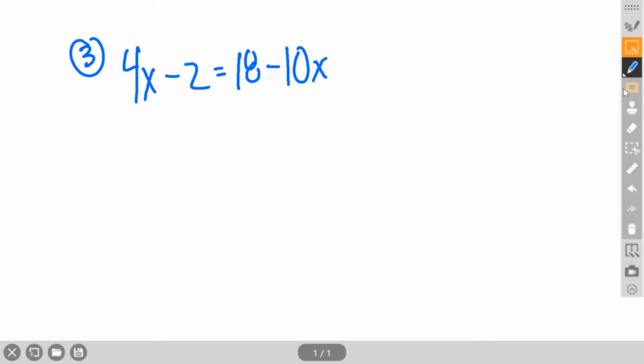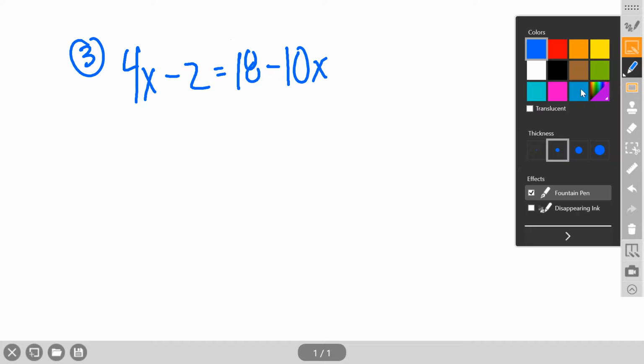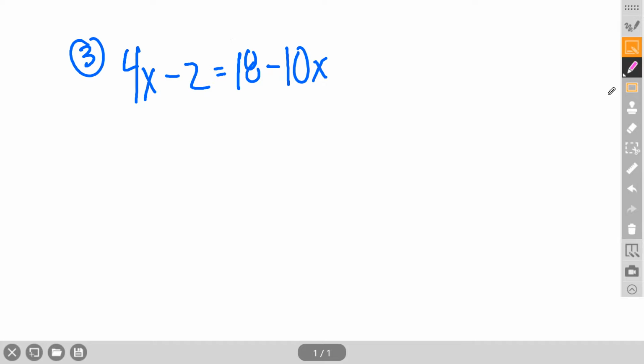So first we check each side to see if it's simplified. So 4x minus 2, of course that is simplified because there's no parentheses, there's no like terms, so that's simplified. And the other side is simplified as well, 18 minus 10x. So both sides are simplified. We can move on to the second step, which is putting the x's on one side. Okay, so on the left side. So we're going to look on the right side.